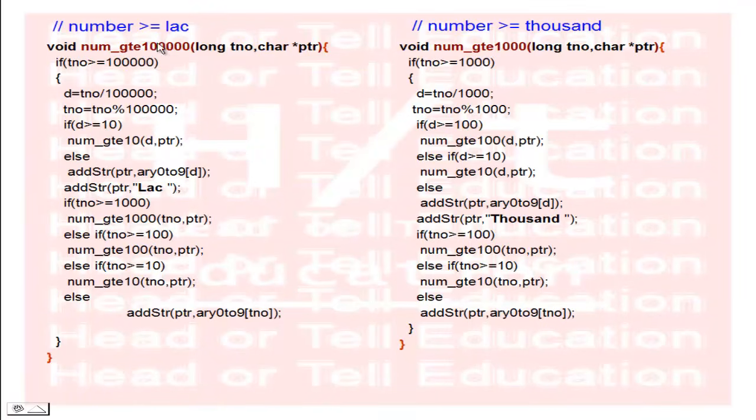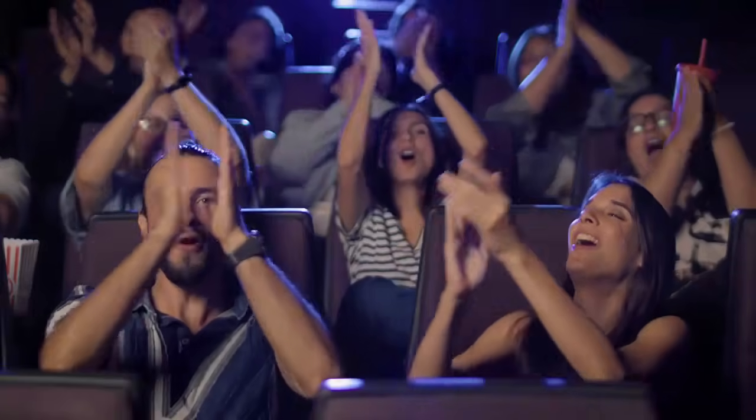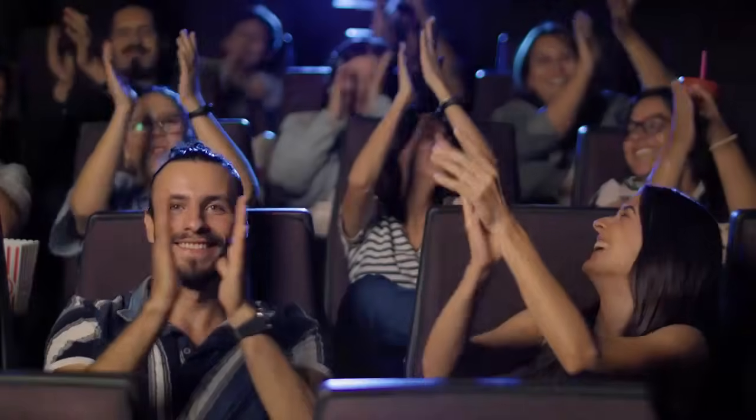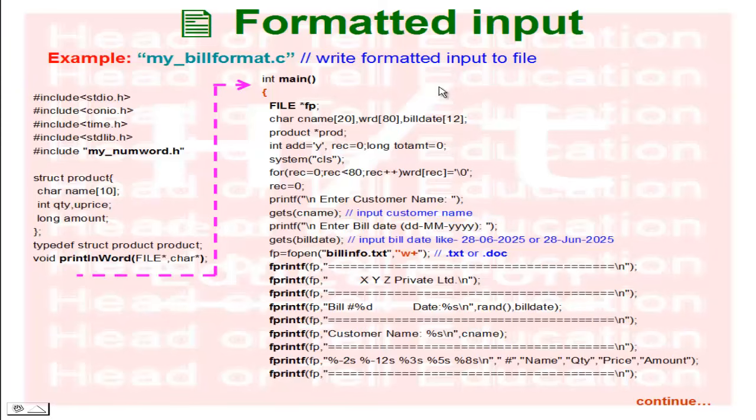Now otherwise, if the number is greater than or equal to 1 lakh, use this, and if greater than or equal to 1000, use this. Okay, next is formatted input, meaning how to write formatted strings in a file.